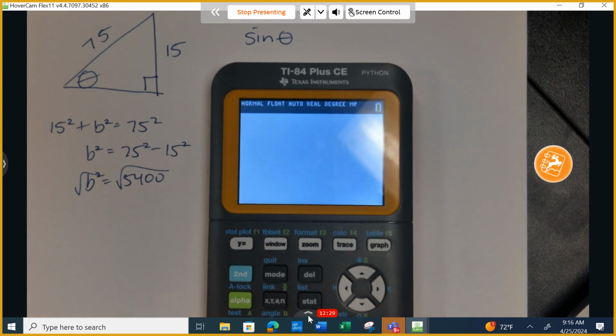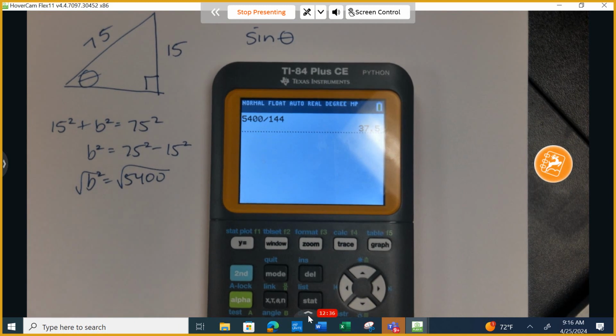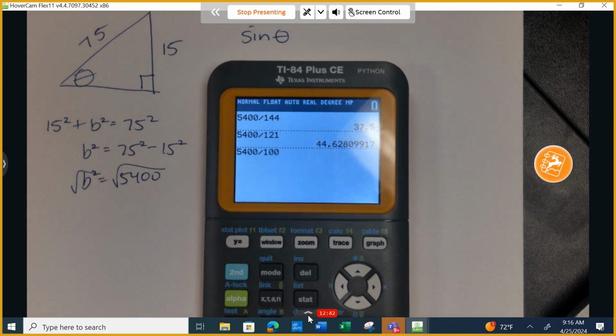So I need to think right now about perfect squares. So grab your calculator. Let's start with what we knew. Let's start with 144. No, that didn't work. And let's try 121. That didn't work. And let's try 100. So I'm going down the perfect squares, and I could have gone even higher. Oh, 100 works.